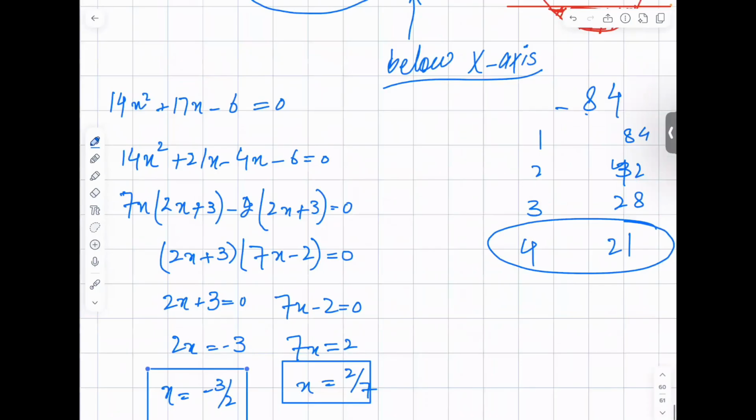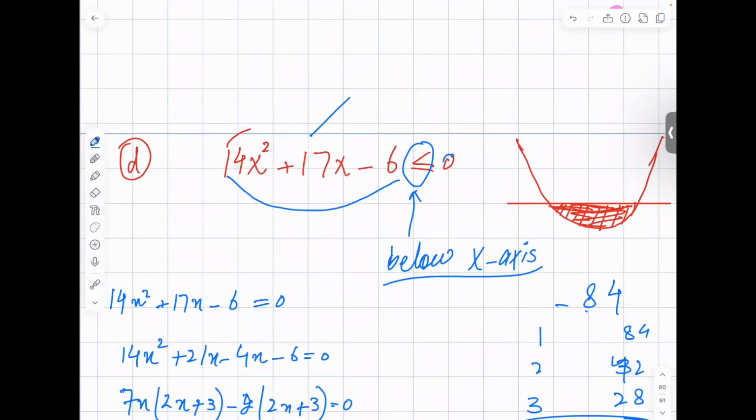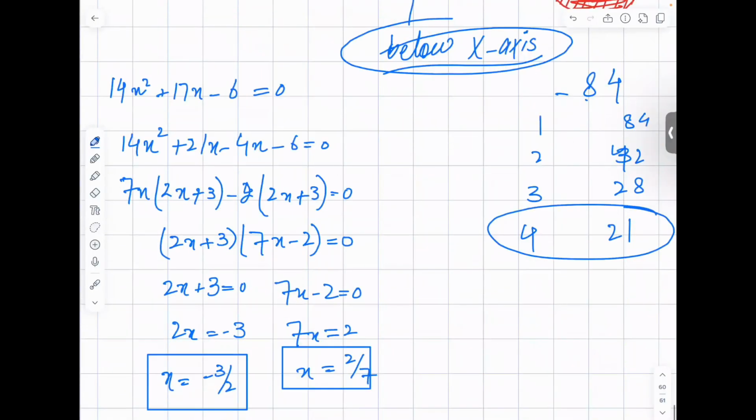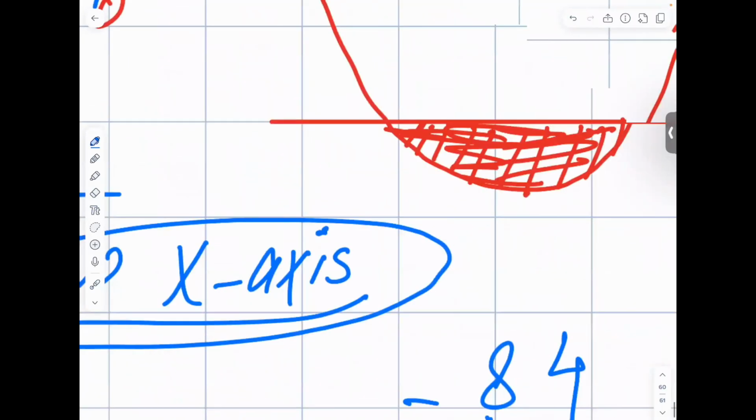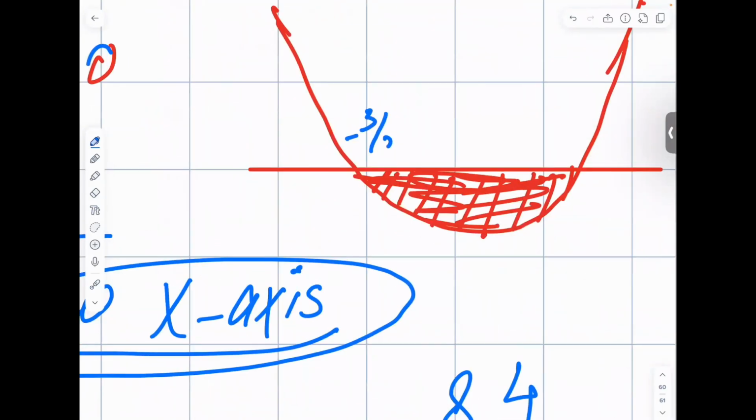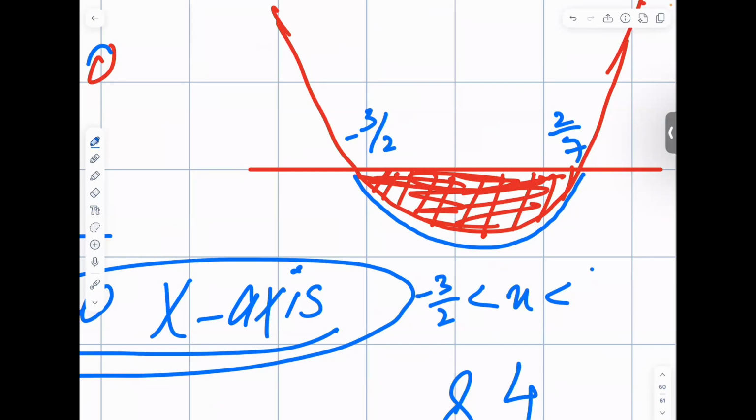And again, this is a smiley face. Less than 0 would mean we need to find the range of x values which are lying below the x-axis. So minus 3 by 2 and 2 by 7. So this portion of the graph is my answer. So x has to be between minus 3 by 2 and 2 by 7.